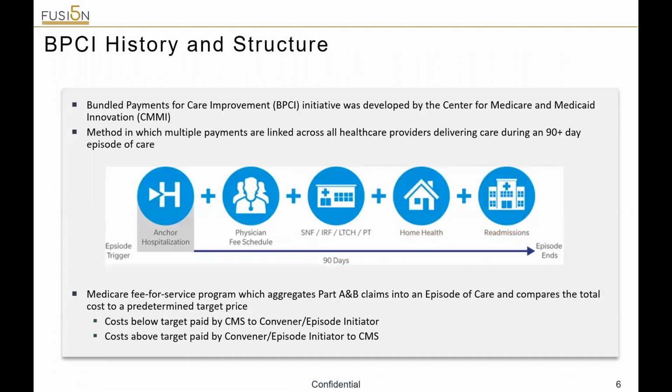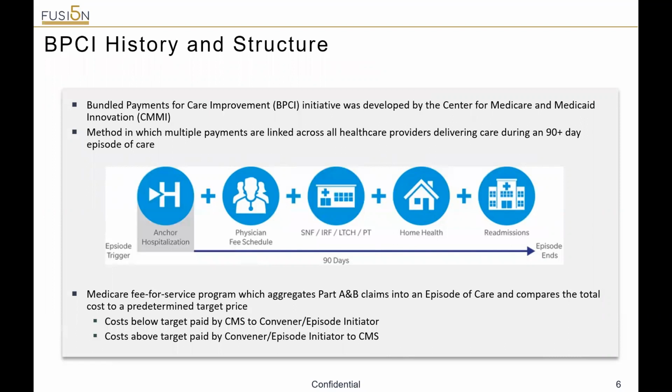So a little bit of history and structure of bundled payments. I covered the territory that BPCI Advanced was generated by BPCI Classic, developed by the Center for Medicare and Medicaid Innovation, which is termed CMMI. Those of you that are familiar with CMS know that they love acronyms, usually three-letter acronyms, but not always.